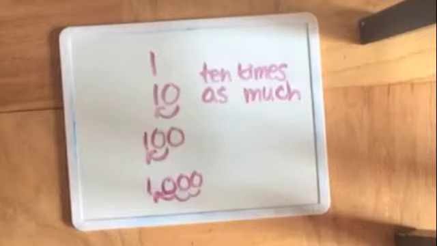If I have a 1, 10 is 10 times as much as 1 because it has a 0, and so it's one place over. 100 is 10 times as much as 10 because it has 2 zeros, or 2 places over from 1. 1,000 is 10 times greater than 100. 100 is 10 times greater than 10. 10 is 10 times greater than 1. We can keep going on and on with this pattern forever. It doesn't matter the digit. This is called a base 10 system.